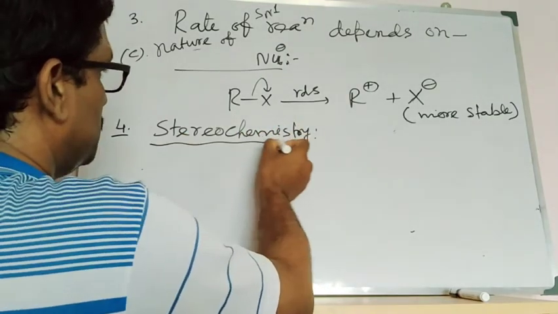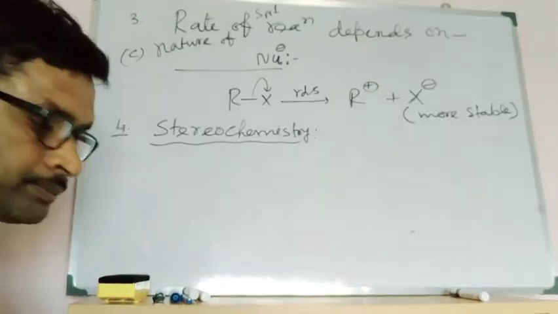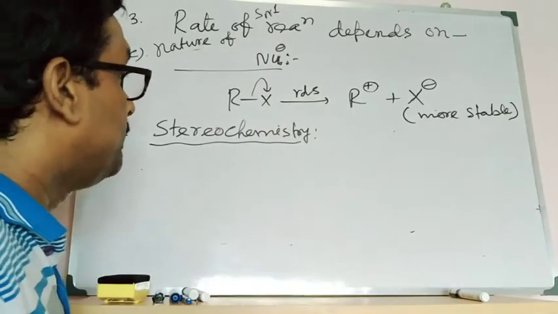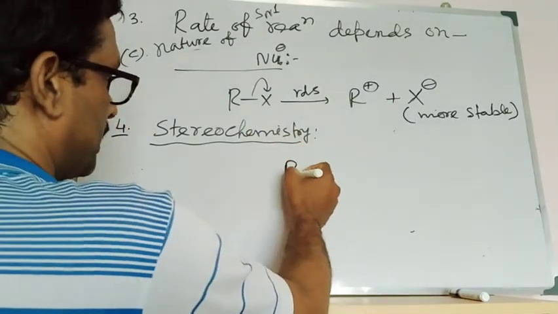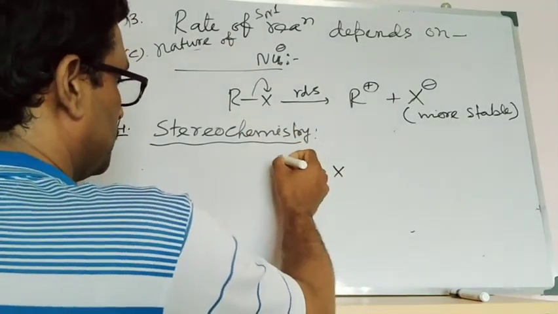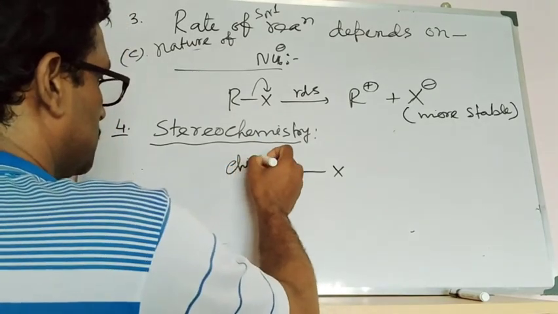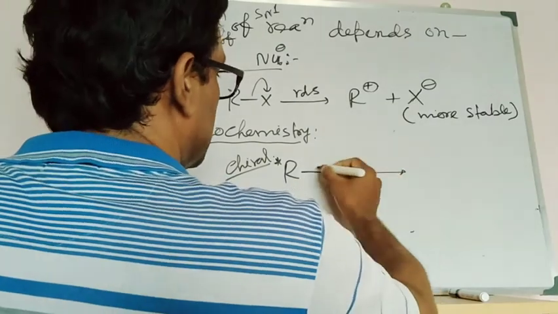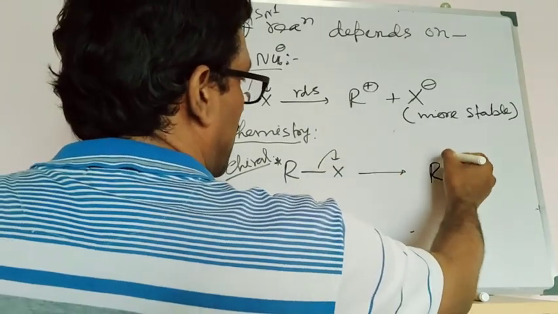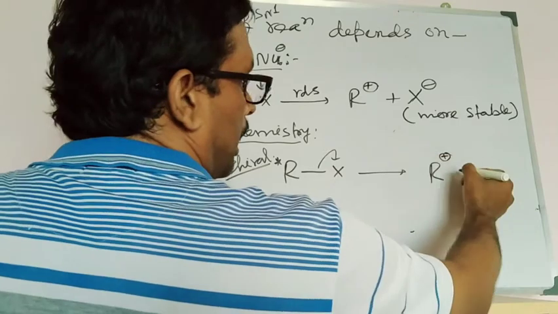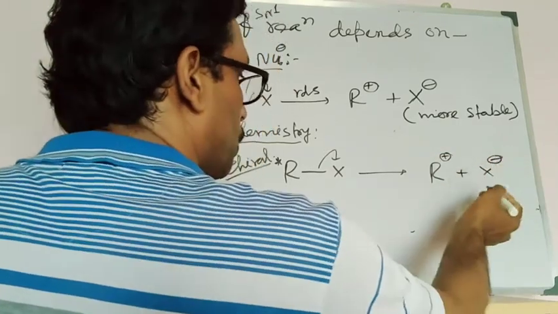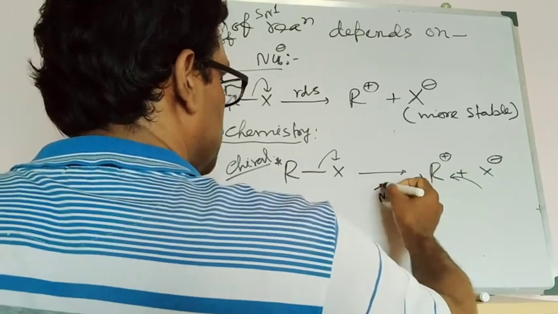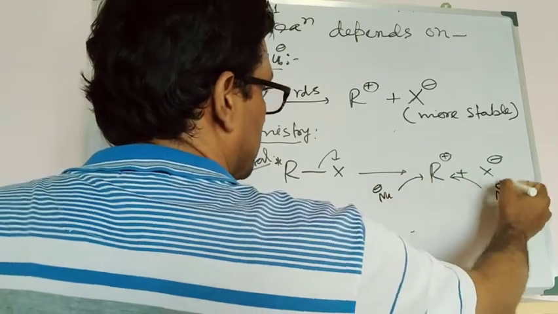So what is the stereochemistry of this SN1 reaction? Look at this, the SN1 reaction. If this R is chiral, if this one is a chiral carbon, then after this it will give R plus and X minus. So the nucleophile may come from this side or from this side, yes or no? The nucleophile may come from this side.